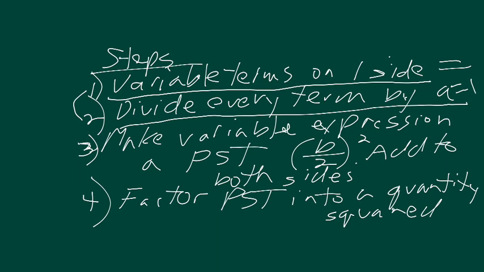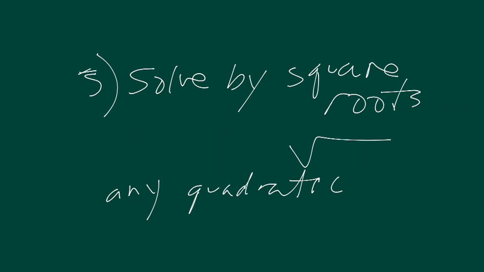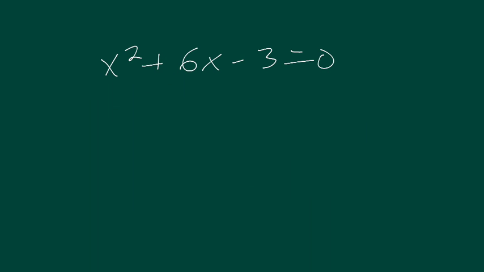Now, step 3 is not. Make your variable expression a perfect square trinomial by taking your b value, dividing it by 2, and squaring it. Then you're going to add that answer to both sides. Step 4 is you're going to factor your perfect square trinomial into a quantity squared. Step 5, you're going to solve your problem by square roots. And again, what's nice about solving by completing the square is it can be used to solve any quadratic equation.